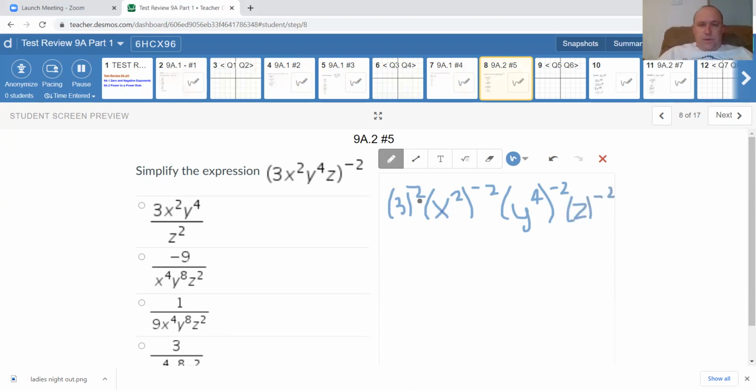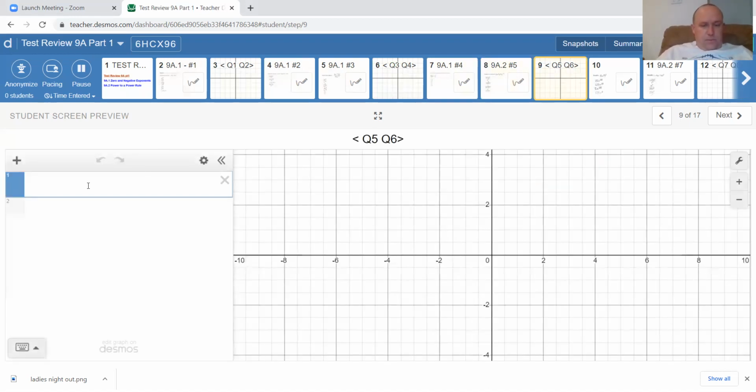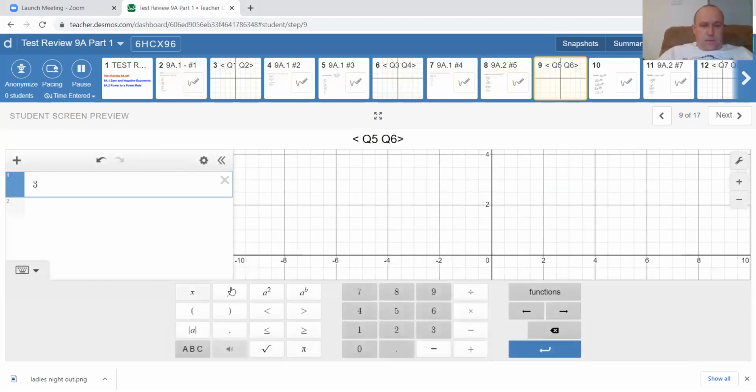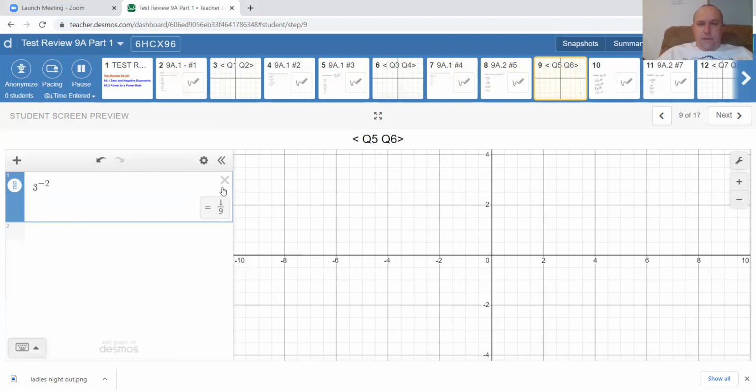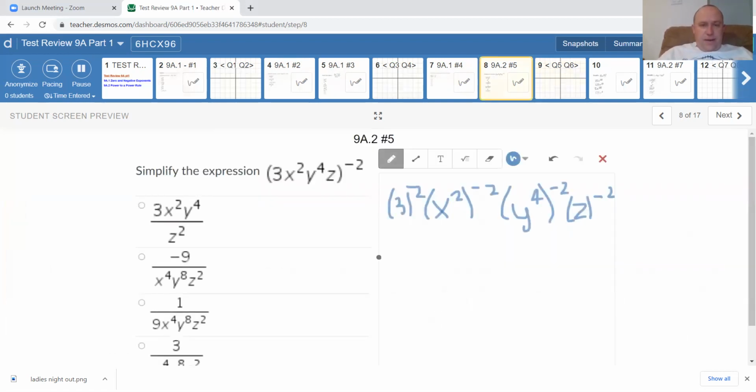So if we're not sure, we can just use our calculator for this. 3 to the power of -2. So 3, let me get my power button out there. 3 to the power of -2. And it gives us a decimal, but remember, we're really interested in the fraction. So 1/9.